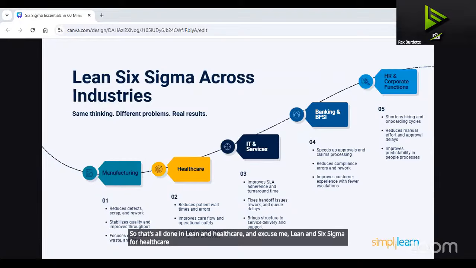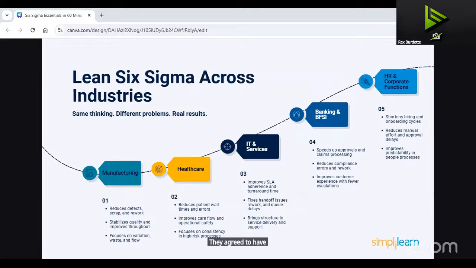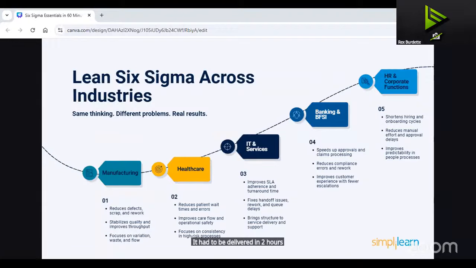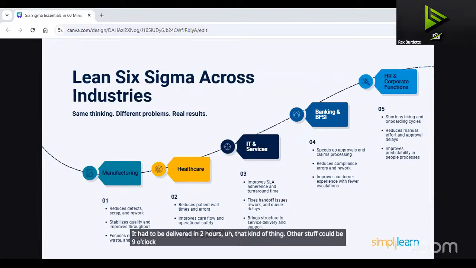It's the same in IT and services. I've worked a lot with IT. They have to have these. You see that SLA, that's service level agreement. They agree to have this product done in a week or two, maybe something like that. I noticed recently I had service level agreements in healthcare where if something was critical, like oxygen for someone being discharged from a hospital, it had to be delivered in 2 hours. That kind of thing. Other stuff could be 9 o'clock the next day. So you have these service level agreements defined, and usually they're around time and what you're going to provide.